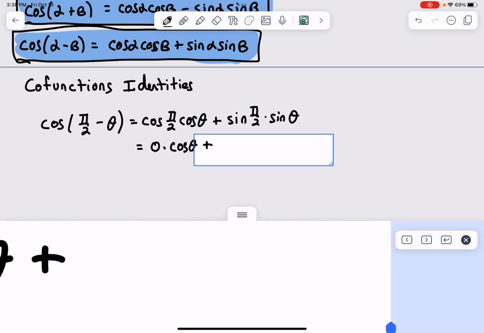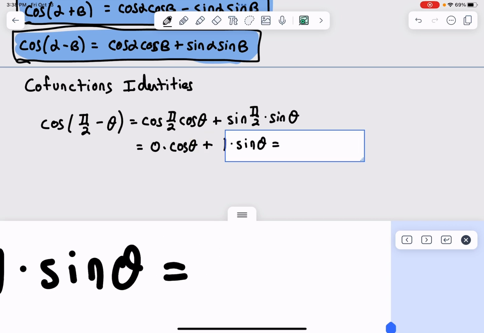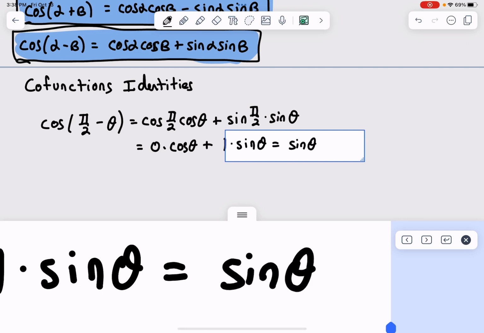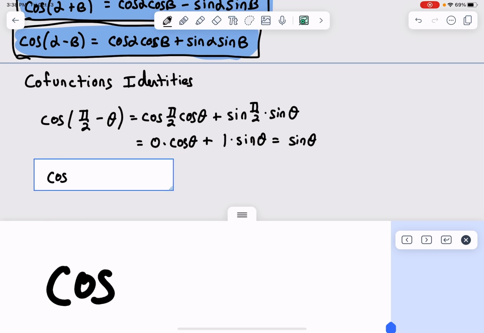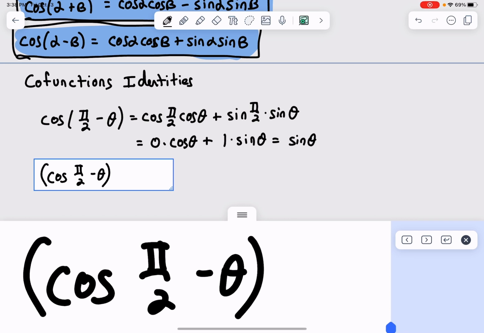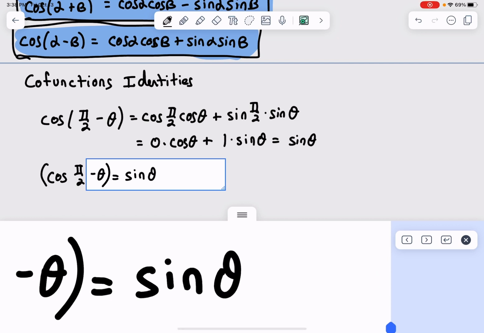Sine of pi over 2, sine of 90 degrees, is 1. And so we get this result that cosine of pi over 2 minus theta is just equal to the sine of theta. All right? Cosine of pi over 2 minus theta is equal to the sine of theta. Okay?